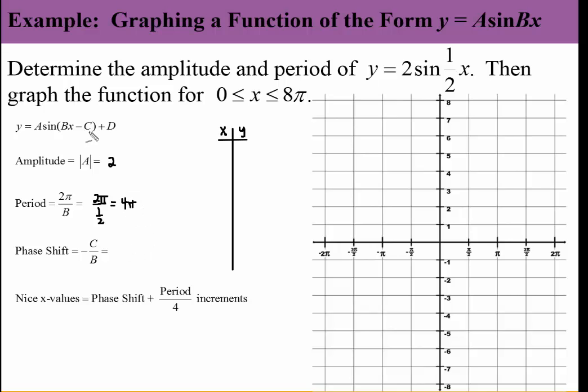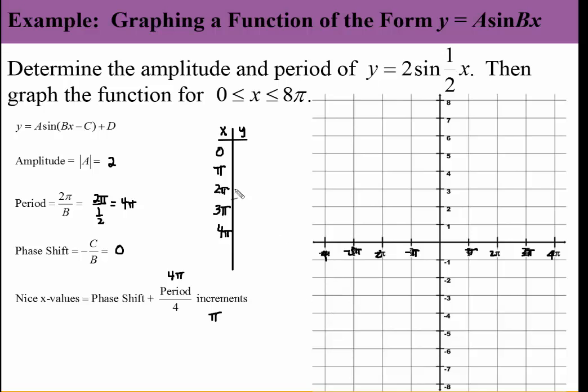The phase shift on this one, now again, there is no c number. Don't worry, we'll get to some of those. It would be 0 over a half, which is 0. And then the increments would be the period of 4 pi divided by 4, so we would get pi increments here. So on this one, if we start at 0 and we keep adding pi, we'll get 1 pi, 2 pi, this is an easy one here, 3 pi, 4 pi, and we'll go ahead and adjust our x-axis here, 1 pi, 2 pi, 3 pi, 4 pi, and we'll go both directions here, negative 1 pi, negative 2 pi, negative 3 pi, and so forth.